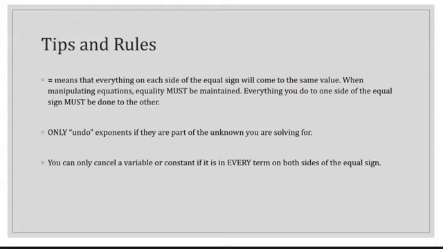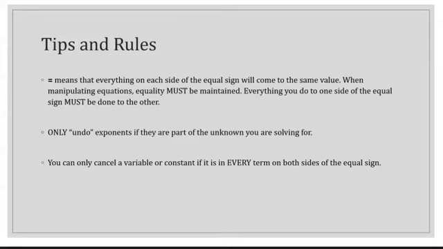A couple of reminders, things that we see a lot as problems. Remember, whatever you do to one side of the equal sign, you must do to the other. That equal sign means that everything on one side is equal to everything on the other side. You can't just multiply one side by something and not the other. To maintain equality, whatever is done to one side, you must do to the other side of that equal sign.